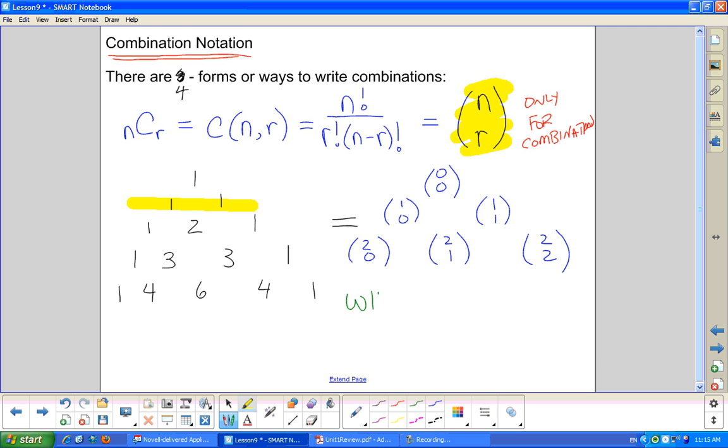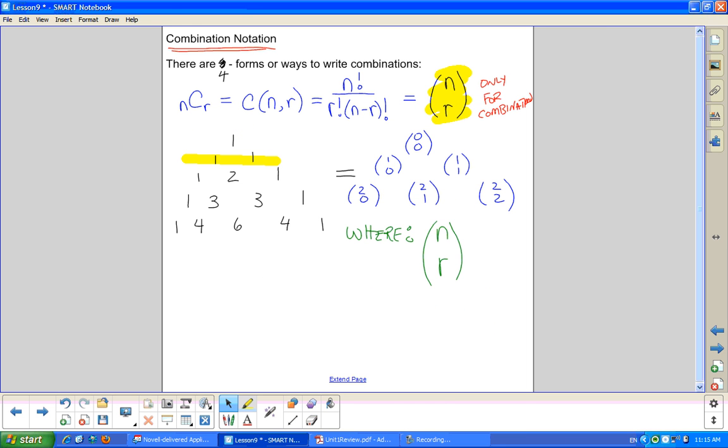So in that combination notation, the N and R, N is your row number, and R is your place in Pascal's triangle, so the term number, first term, second term, and so on and so forth.